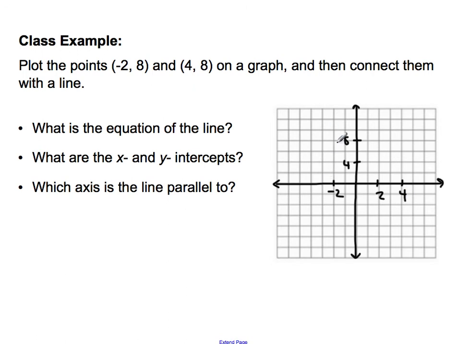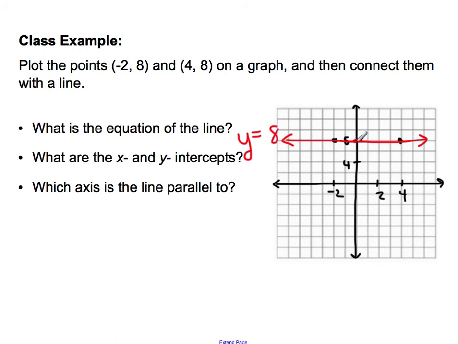Okay, so I have enough information. So here's (-2, 8) and (4, 8). I'm just going to put this in red. So notice I have a horizontal line. That's the only way that I'm going to connect those two points together. So I have y is equal to 8.